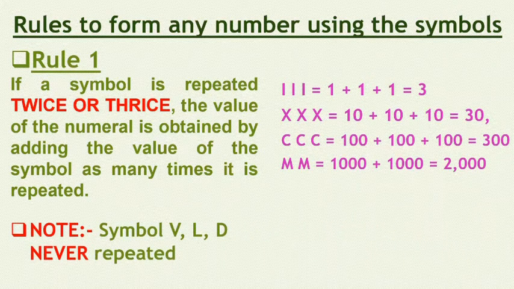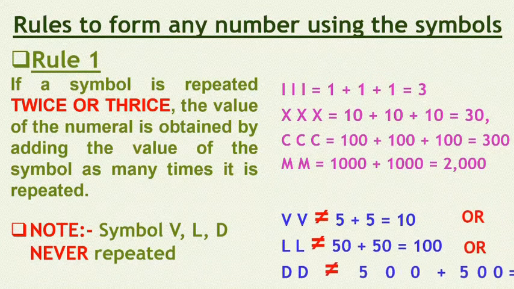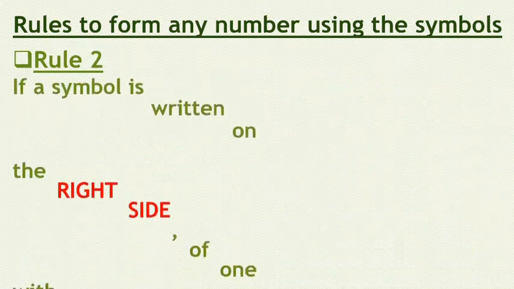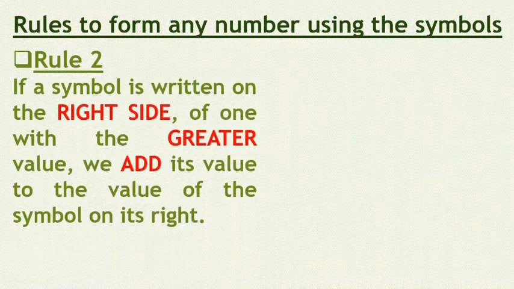We have to also note that the symbols V, L and D can never be repeated. If you repeat them, it is wrong. Look, you can even see here. Rule number 2. If a symbol is written on the right side of one with the greater value, we add its value to the value of the symbol on its left.